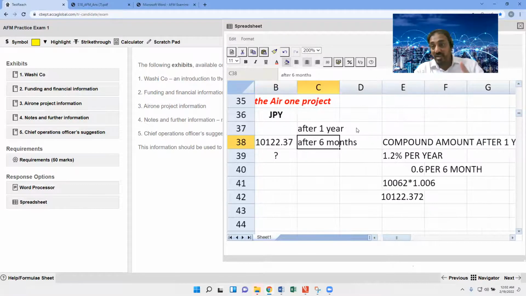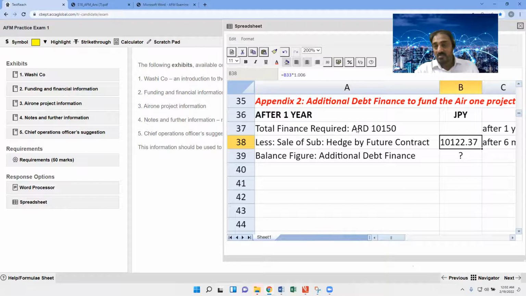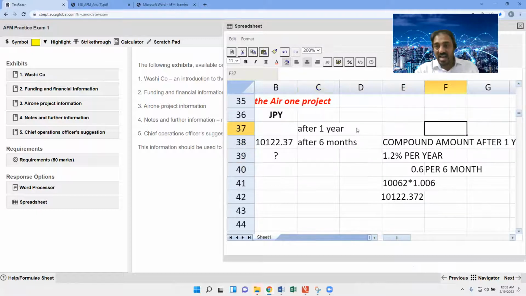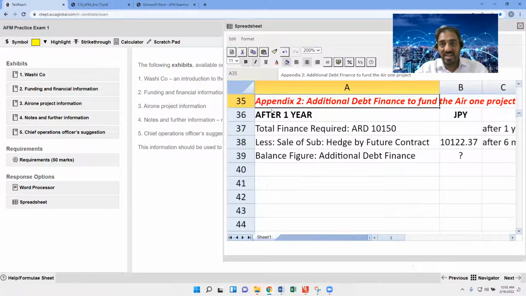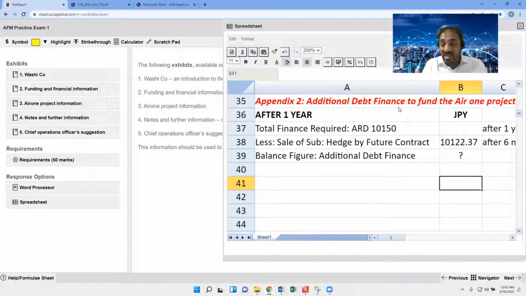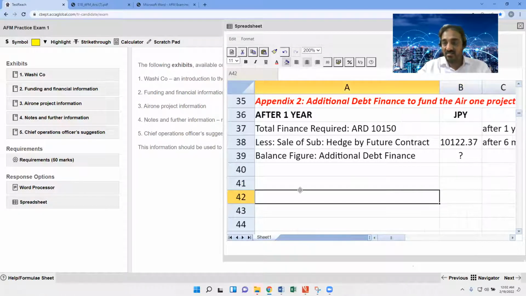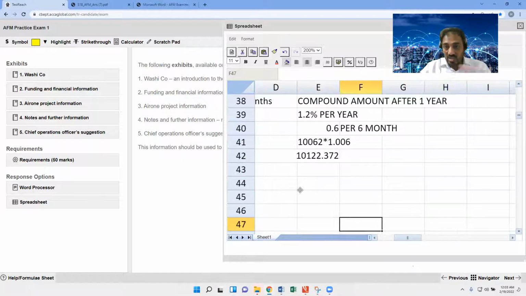Sale of subsidy is after 6 months, but we have done it after 1 year. Our standing is now, yes, I know. Our standing is now, but we require finance after 1 year. Are you with me? We require finance after 1 year. Can you please reply? Are you getting the voice and my point? Do reply if I'm asking something.